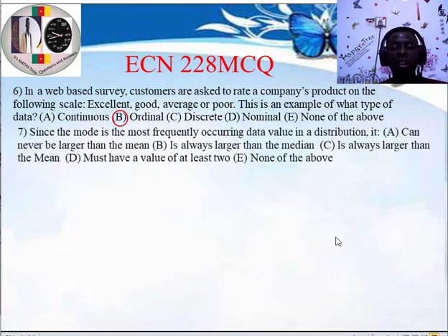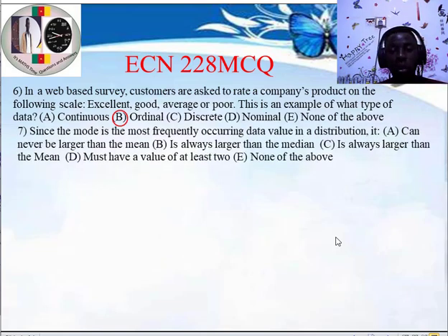Question 7. Since the mode is the most frequently occurring data value in a distribution, it A, can never be larger than the mean, B, is always larger than the mean, C, is always larger than the median, D, must have a value of at least 2.